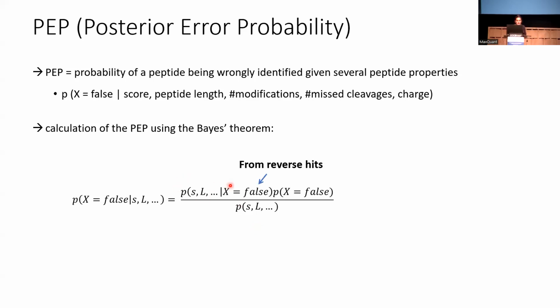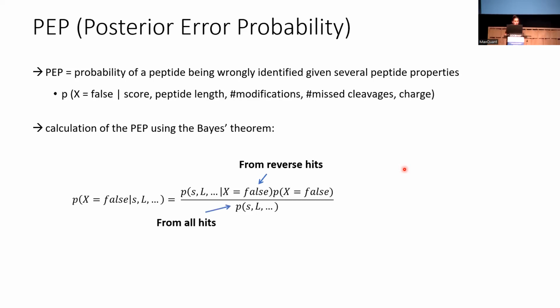So the probability of having all of these features when you know that the identification is wrong, you can get this number just by having histograms. You go to the reverse hits, because you know that these are the hits that are wrong. Then you calculate how many of these have these features, this specific score, this specific peptide length, and so on. So that was easy. Now let's go for the denominator.